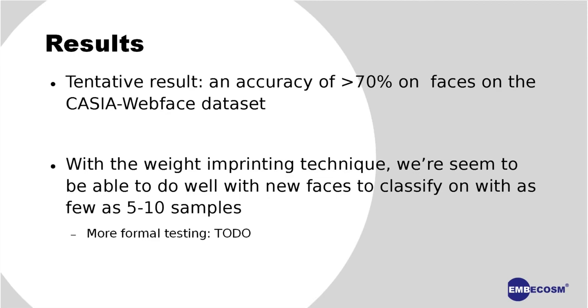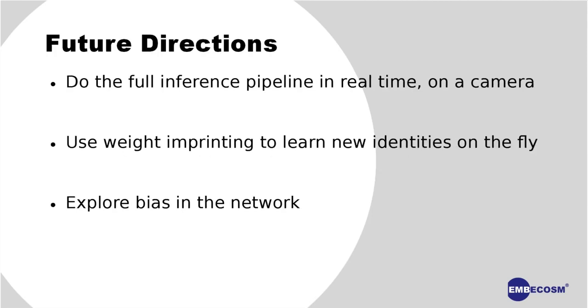I believe we were able to tentatively retrain our network on new identities and have it kind of work within 5 to 10 samples, with 5 to 10 samples of a new face, have it identify that person. Though more formal testing on that will be required in future to quantify exactly how well it is working. So that's about where we're at with this. I have talked a lot quicker than I intended to, so I got through this very quickly. I do apologize.